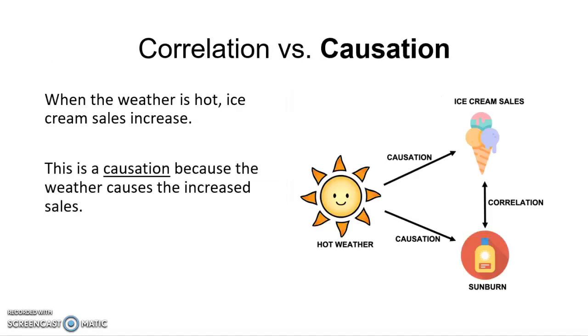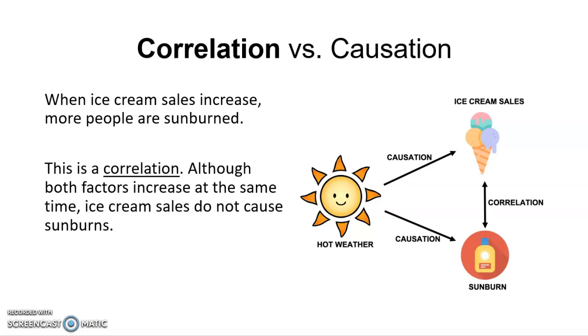So let's look at some examples. When the weather is hot, the number of ice cream sales increases. This is a causation because the weather is directly causing the increase in the number of ice cream sales. What if when the weather is hot, more people are sunburned? Once again, this is a causation because the weather is directly causing the increase in the number of sunburns. If we have, when the ice cream sales increase, more people are sunburned, this is a correlation. Although both factors are increasing at the same time, the number of ice cream sales is not directly causing the increase in the number of sunburns.